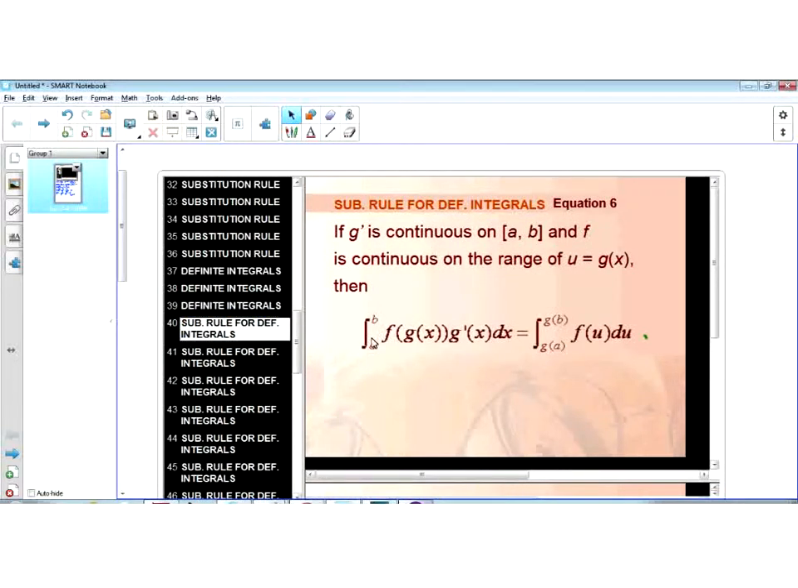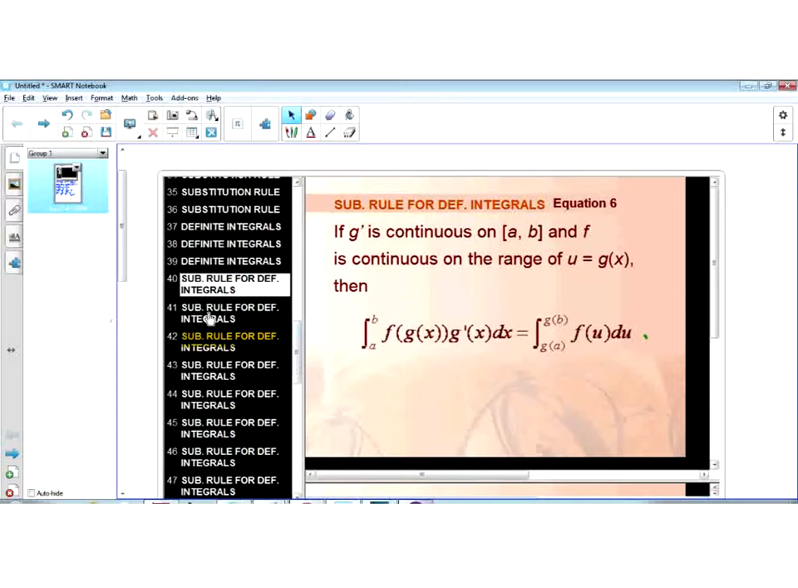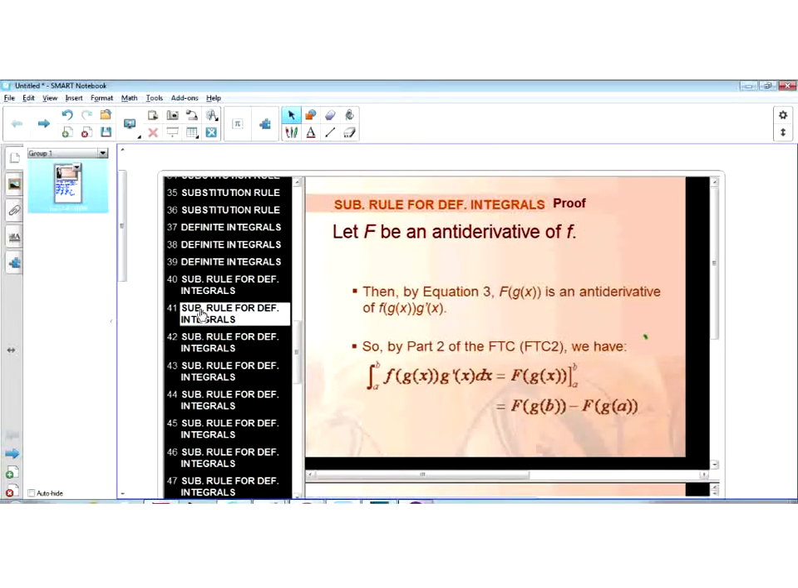So here's the theoretic result. For instance, if you replace g of x in this expression with u, and g prime of x dx would be, of course, the differential, then your bounds would be changed by replacing a with g of a and b with g of b. All right, so I find it easier to look at examples than to go through this theoretic step here.